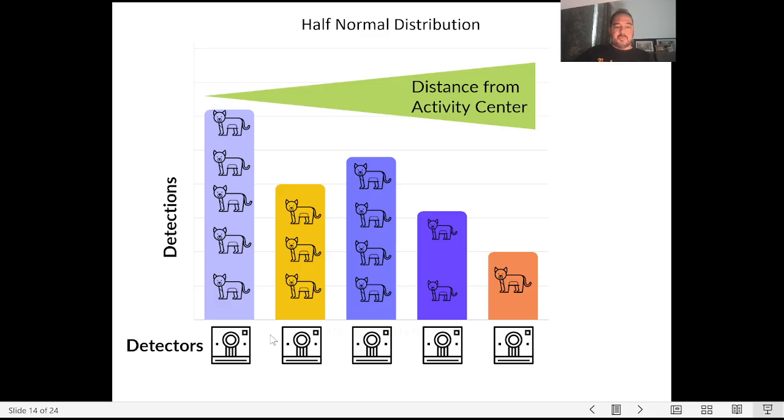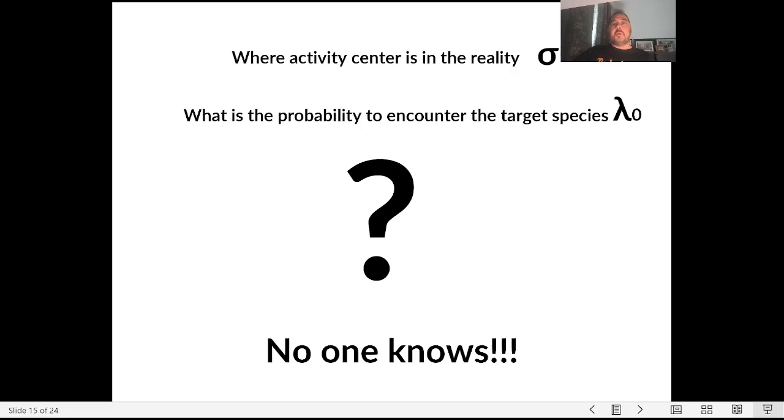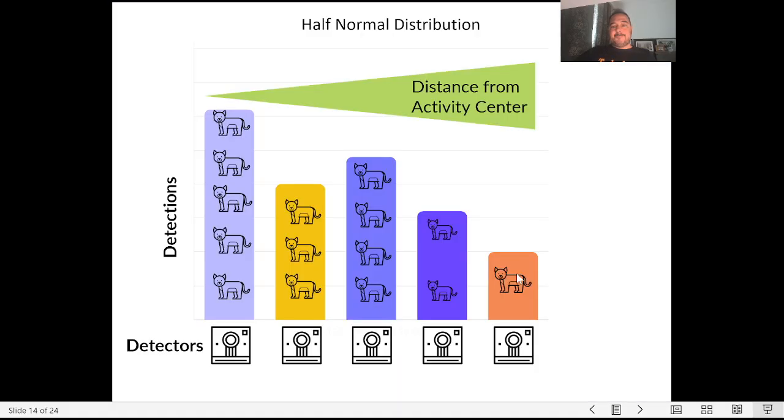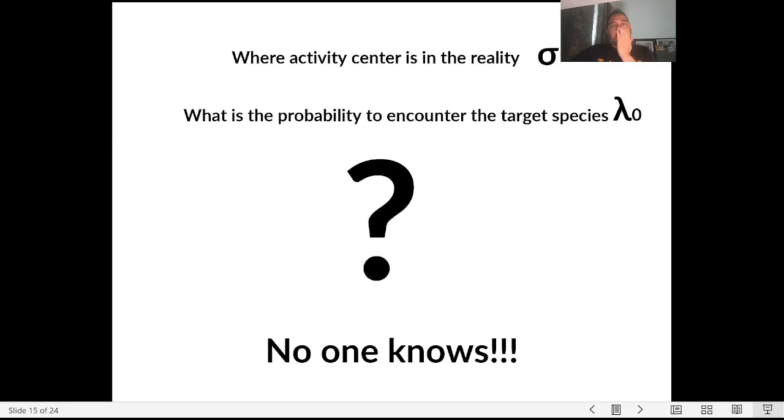Okay, here is the sample with the detectors, which are camera traps, where the number of detections more or less regularly decreased. But where is the activity center really? What is the probability of encountering the target species? No one knows, because we don't actually know if it is here. If this is a mountain, we may think it is here, it is here, it is here. We don't know. So we have to find, or at least try to find, a reliable value for the activity center.